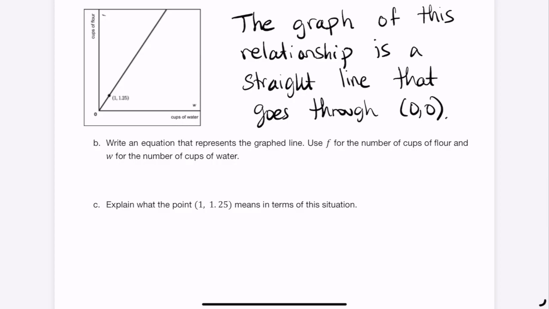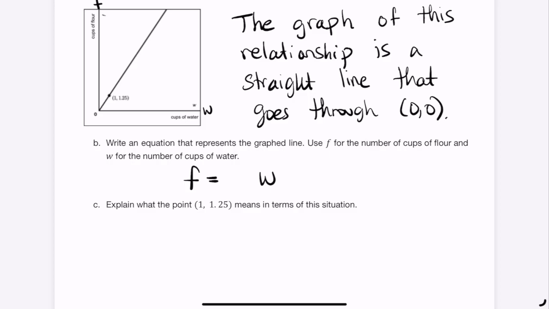Then we're going to write an equation that represents the graph line. For F, use the number of cups of flour, and W for the number of cups of water. Okay, so if I look at this, flour, F here, that's on my y-axis, and water is here on the x-axis. So when I think of my equation, it's always going to be like y is equal to the constant of proportionality times x. So in this case, it's going to be F is equal to the constant of proportionality times W. And then I need to find what the constant of proportionality is.